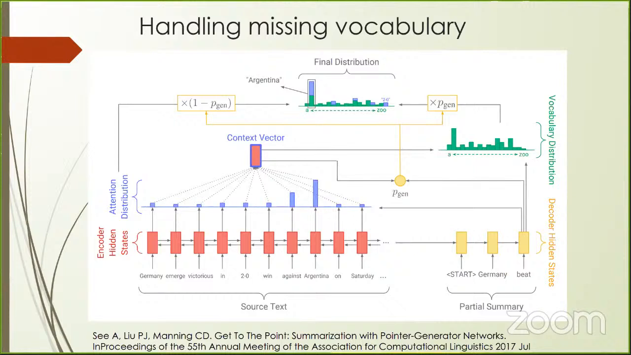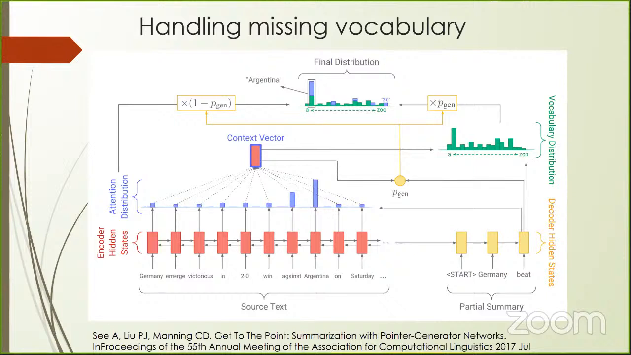As opposed to that, a low PGen means you cannot generate new words. Just try to pick one of the words from your source text. And how does PGen get updated? How does it know that for the next predicted word, PGen has to be low or whether it has to be high? Okay, very good point.